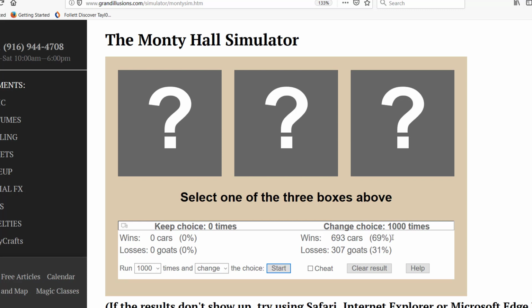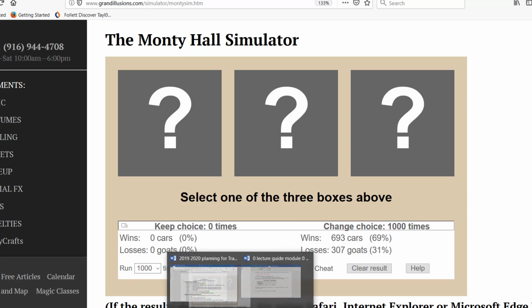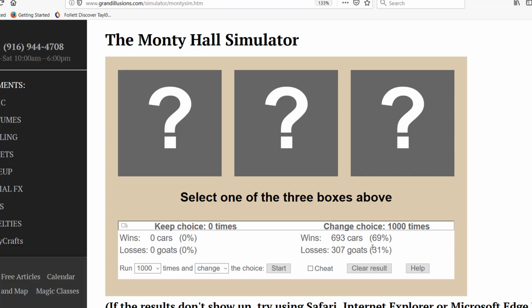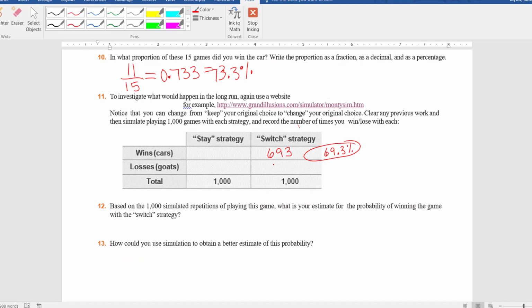Okay, it says here, it played 1,000 times. Looks like it was 693 cars won in 1,000 games. So that's really 69.3%, which leaves 307 times that it lost using the switch strategy. So that's 30.7% of the games lost.